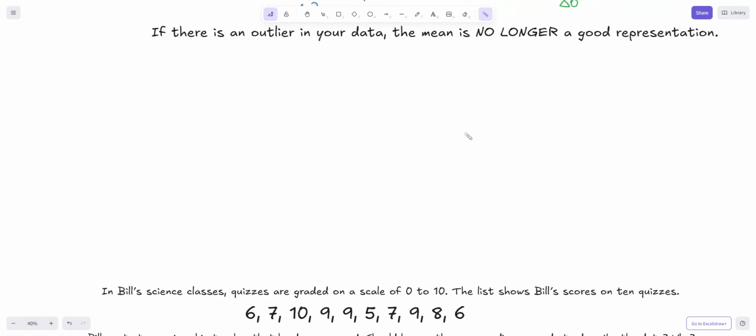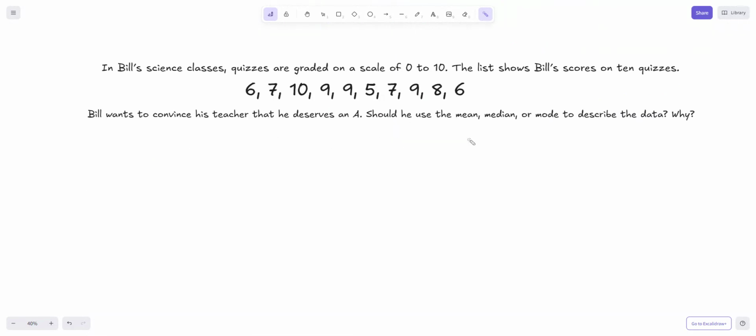All right, let's do an example problem here. In Bill's science classes, quizzes are graded on a scale of 0 to 10. The list shows Bill's scores on 10 quizzes. Let's see, are there 10? There's 1, 2, 3, 4, 5, 6, 7, 8, 9... Yep, there's 10 numbers here. Bill wants to convince his teacher that he deserves an A. Should he use the mean, median, or mode to describe the data? Why? So let's calculate them.